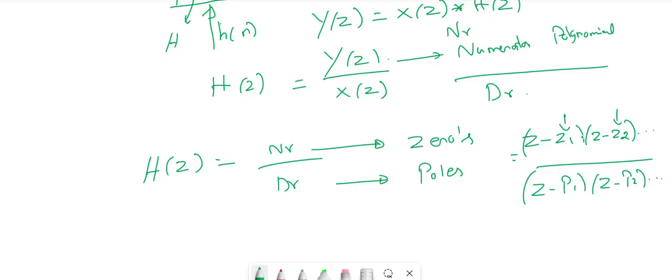So the numerator polynomial becomes 0, and 0 divided by anything is 0. So zeros are the system. If z equals any one of the poles, p1, then the denominator polynomial will be 0, and 1 by 0 is infinite.